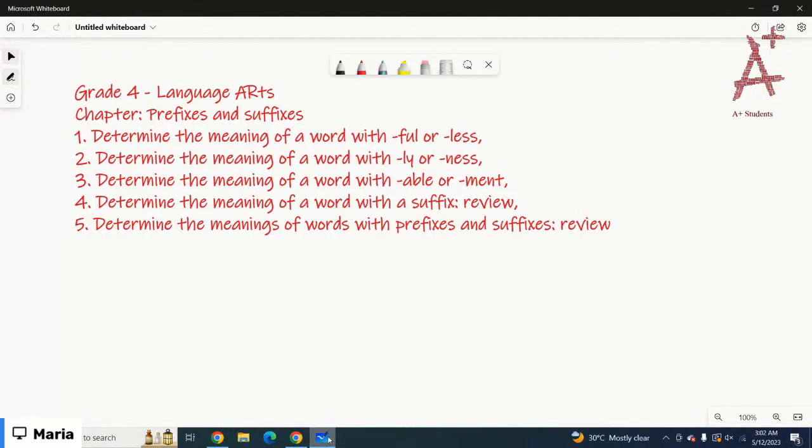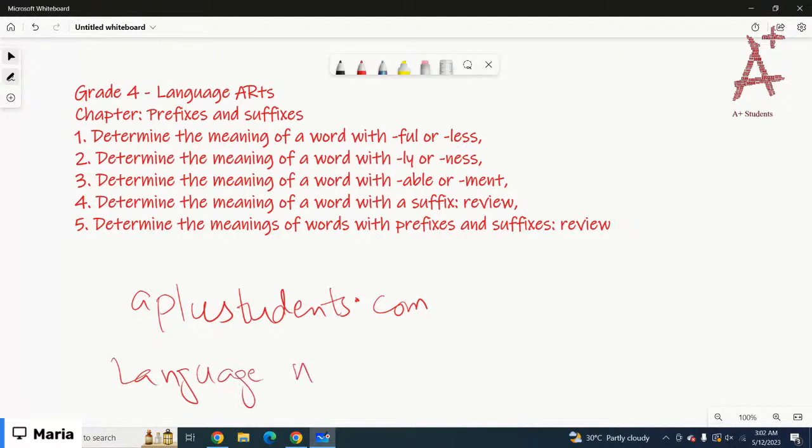We are here for grade 4 language arts. You can find all the lessons on ableStudents.com. You have to log in there using your email address and password provided by the administrator. Then you have to select language arts from the subject tab. Scroll down to grade 4 and then click on view all lessons. There you can find a list of the chapters.